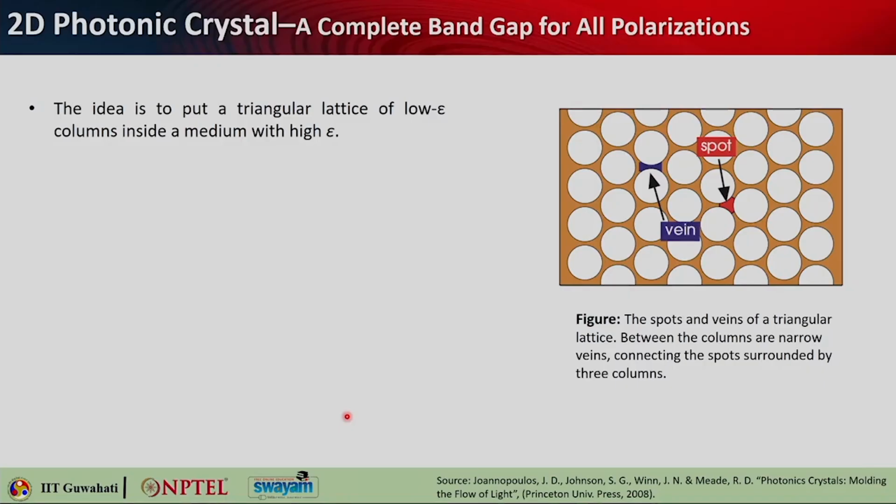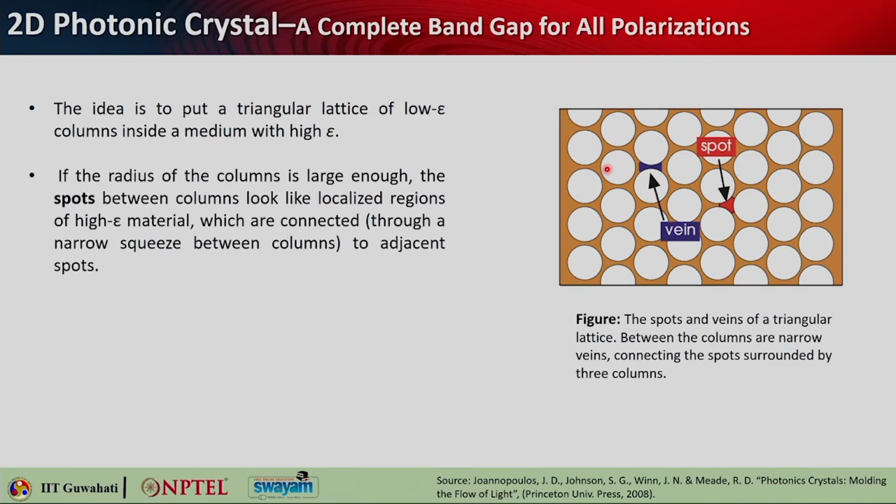Now, what are the ideas here? The idea is to put a triangular lattice of low permittivity columns inside a medium of high permittivity. So, how does it help? You will see that these particular connectors of the material work as the veins. So, if the radius of the column is large enough, the spots between the columns look like localized regions of high permittivity material, which are connected through narrow squeezes between the columns to the adjacent spots. So, you have to make sure these veins are very narrow.